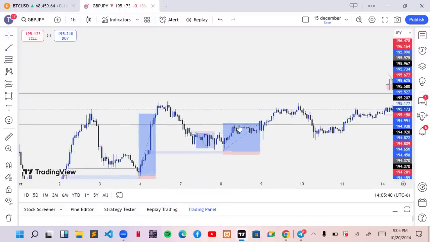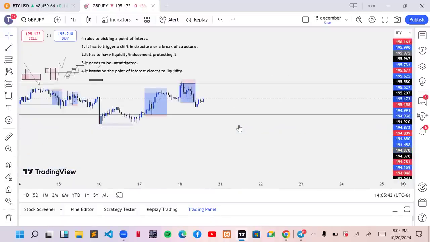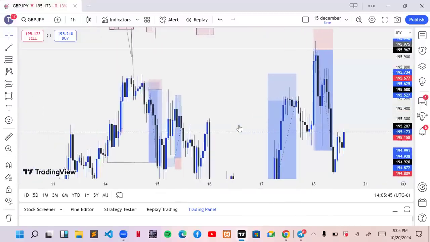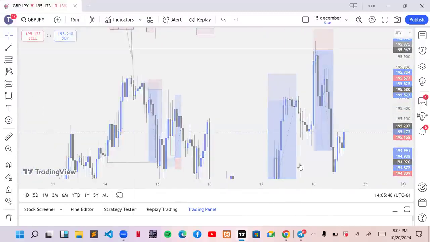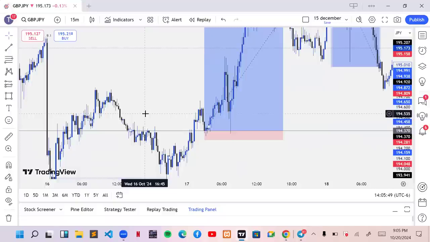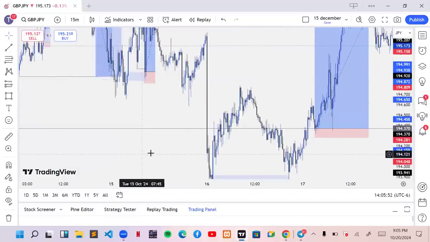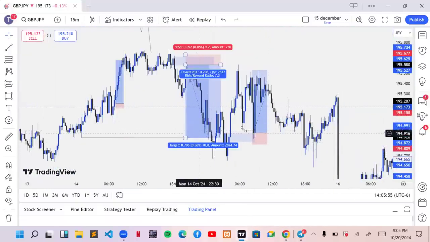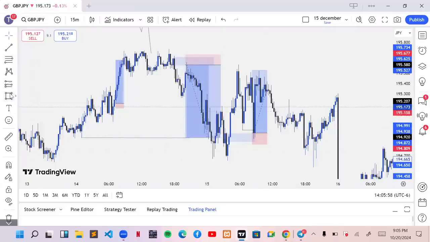There was a trade on GJ last week. Let me see if I can find GJ. I know GJ. Last week, I think I took that trade. This trade, this is the inducement. This is our breaker block, and there's another block down here. Market picked from this breaker block because this is the inducement, and this breaker block is the one that is closest to liquidity.